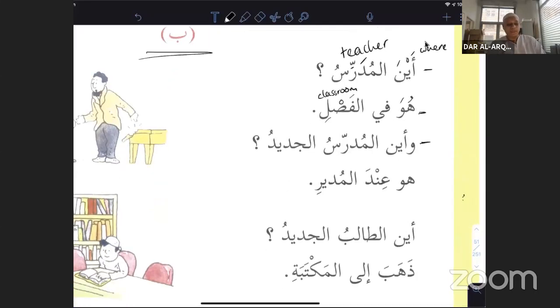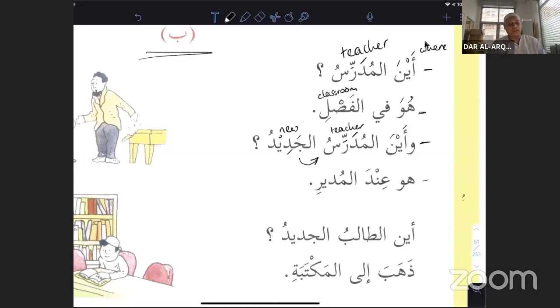Next line. وأين المدرس الجديد? جديد. First thing I see about جديد, this is an adjective for مدرس. Why? Because it follows on from the 4 rules. So where is the new teacher? جديد means new. Where is the new teacher? مدرس means teacher.